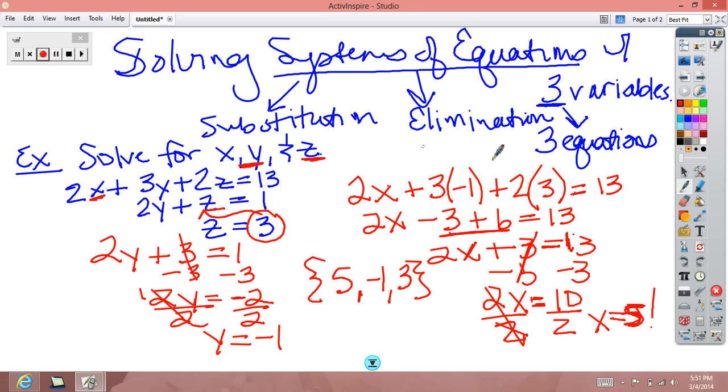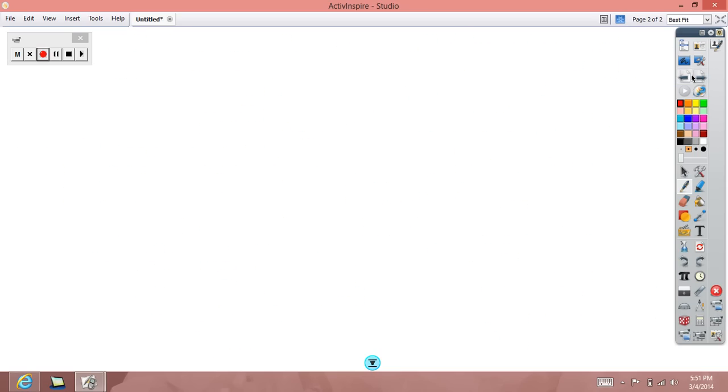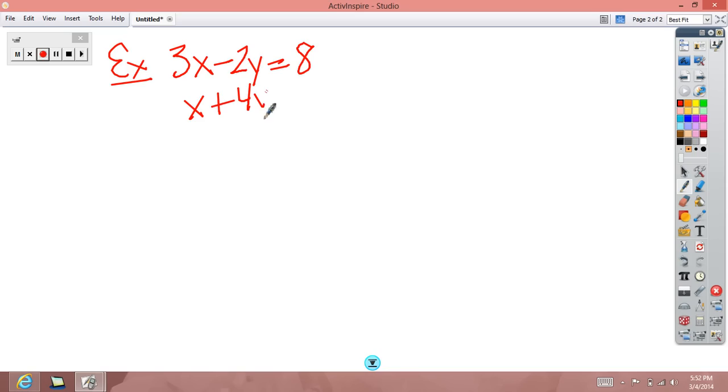In my last slide here, we also talked about elimination. So let's quickly review one of those 2 equation elimination problems. Solve using elimination: 3x minus 2y equals 8, x plus 4y equals -2.